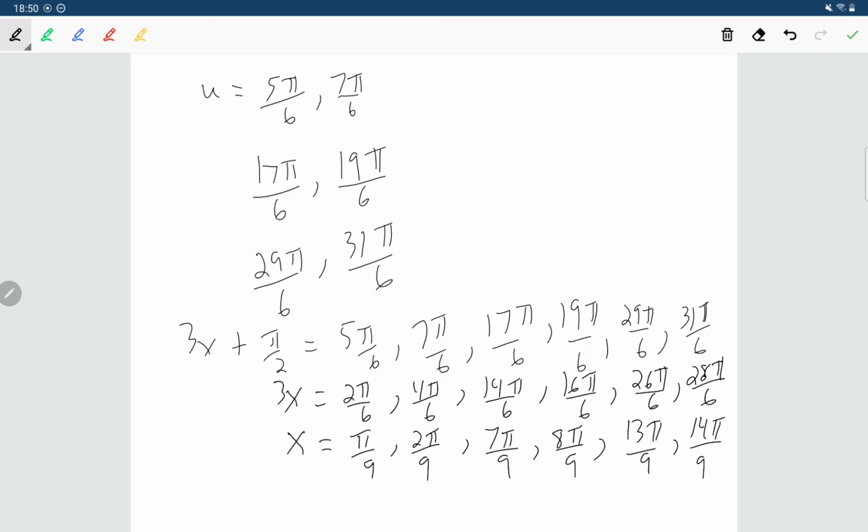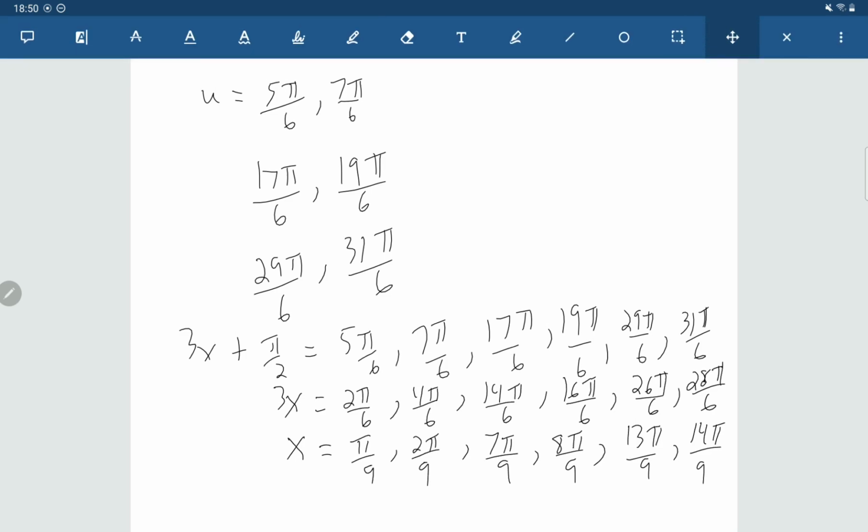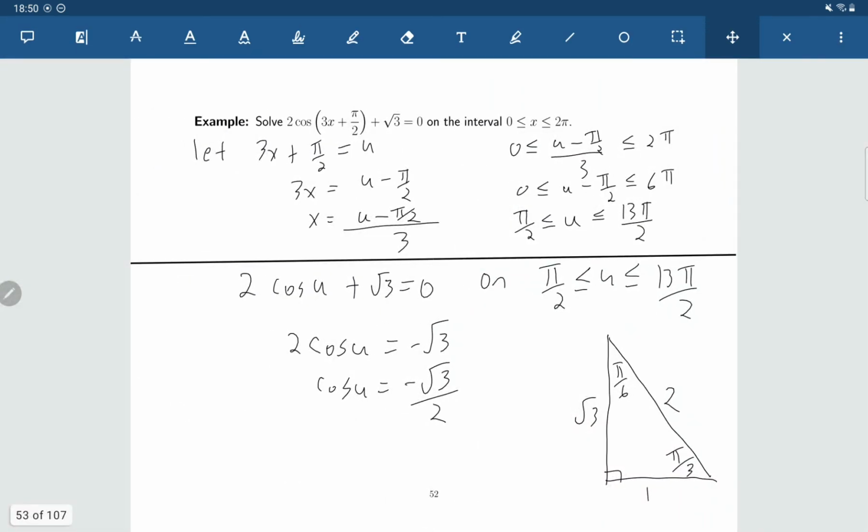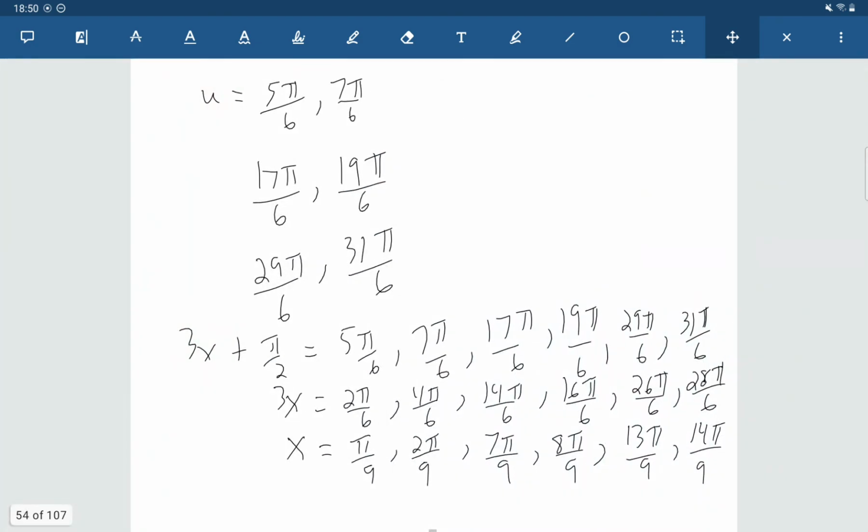There we go. And there we have our 6 solutions to this equation. So the equation that we have, the solutions on that interval from 0 to 2 pi are these 6 solutions that I have down below.